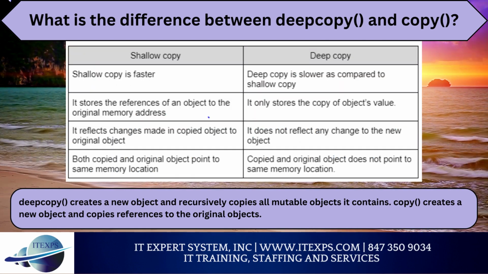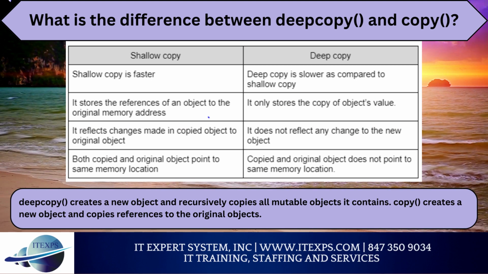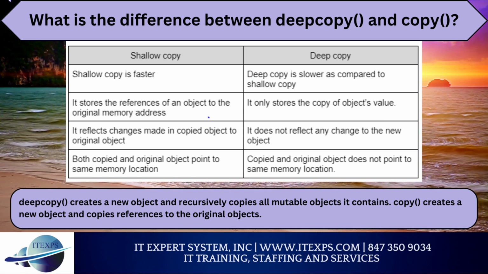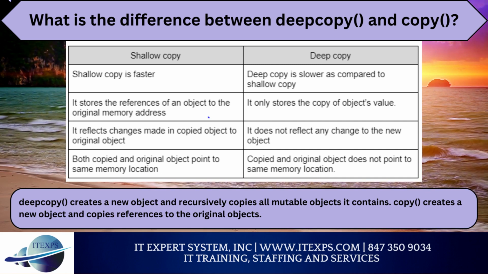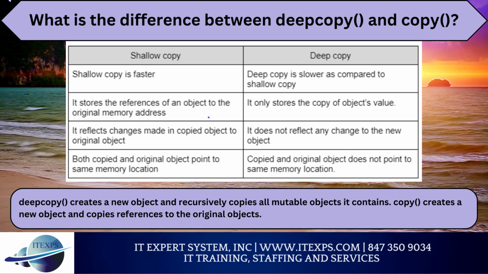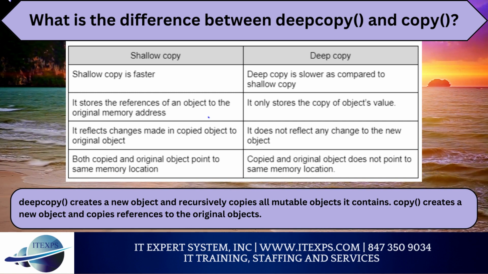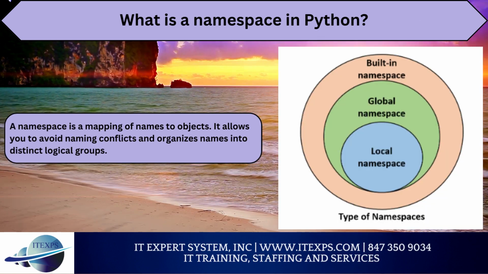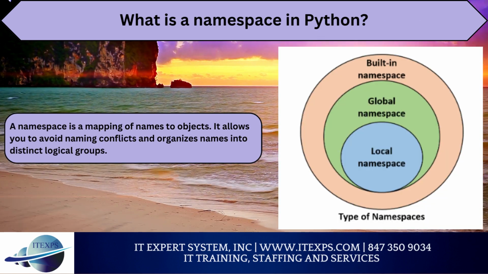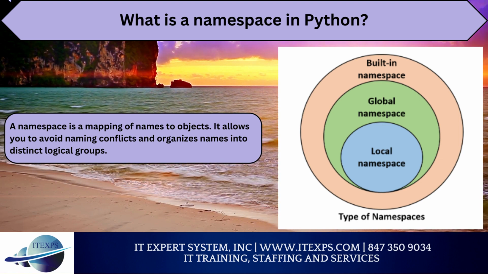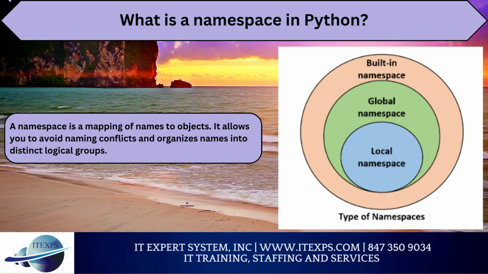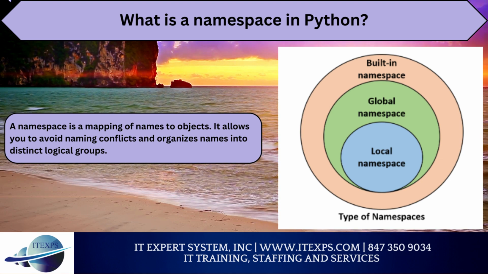What is the difference between deep copy and copy? Deep copy creates a new object and recursively copies all mutable objects it contains. Copy creates a new object and copies references to the original objects. What is a namespace in Python? A namespace is a mapping of names to objects. It allows you to avoid naming conflicts and organizes names into distinct logical groups.